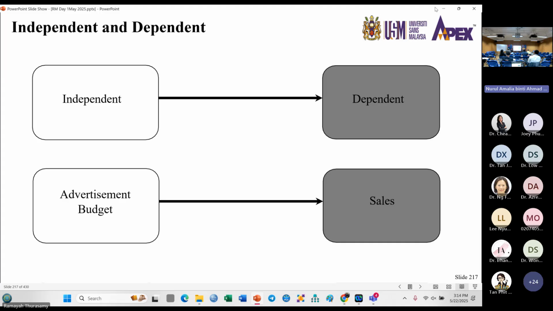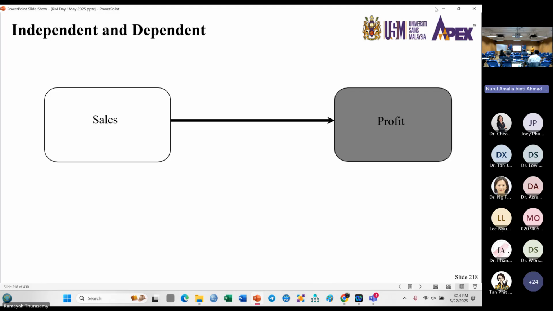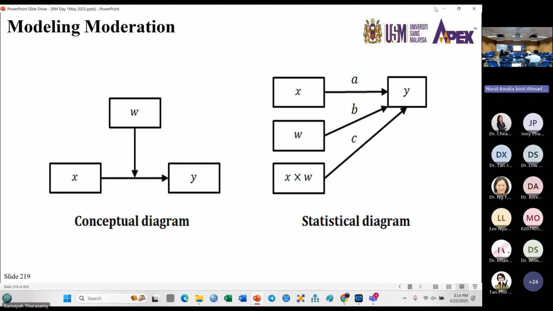This labeling of independent and dependent is not fixed. It may change. So now we have another model, sales and profit. Sales now becomes independent and profit becomes dependent. So in one study it is independent, in another study it can become dependent. So it's not fixed. Those are the two main variables.